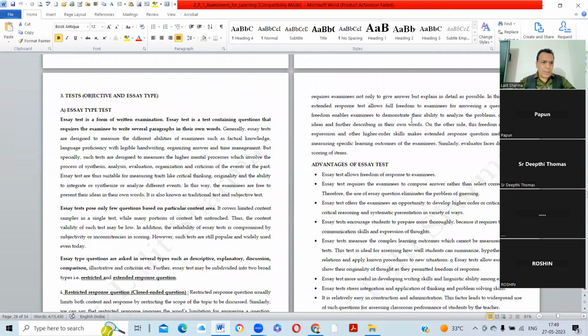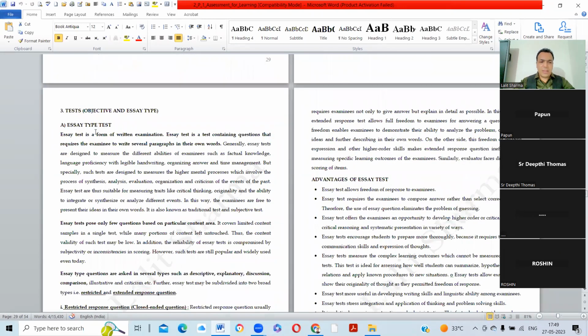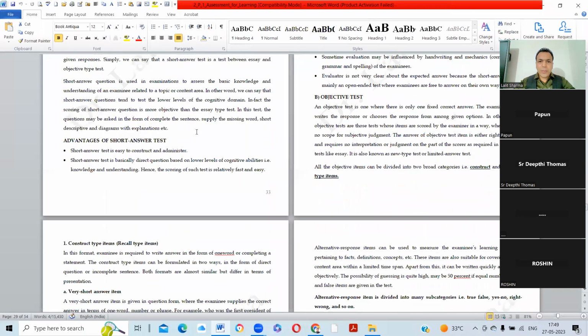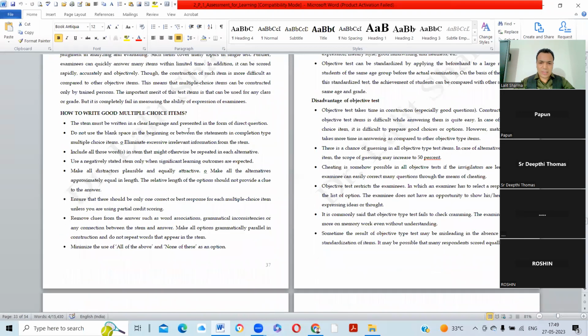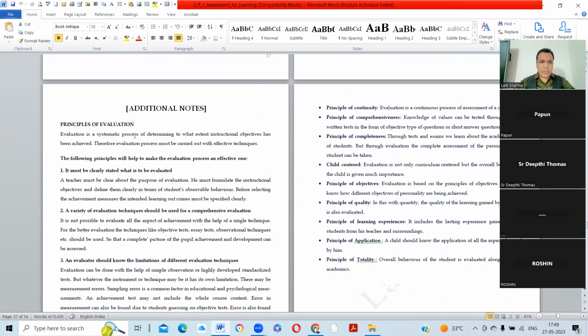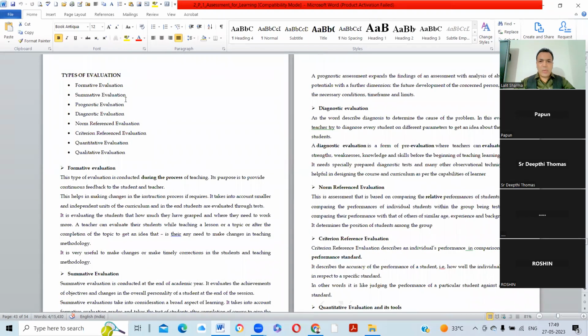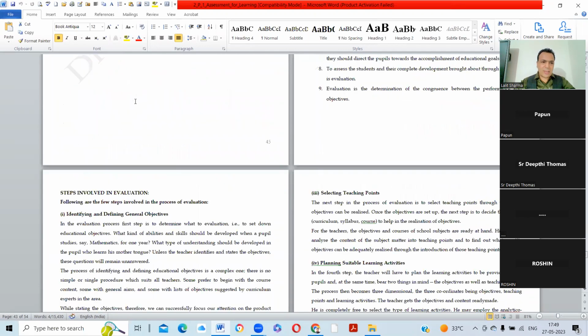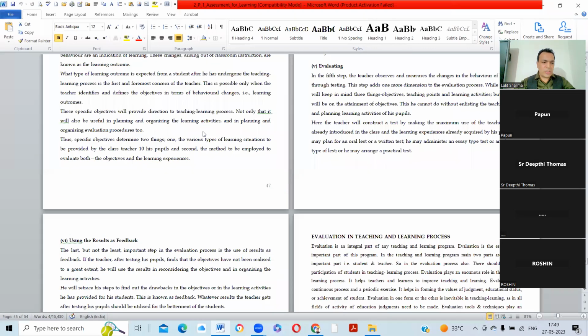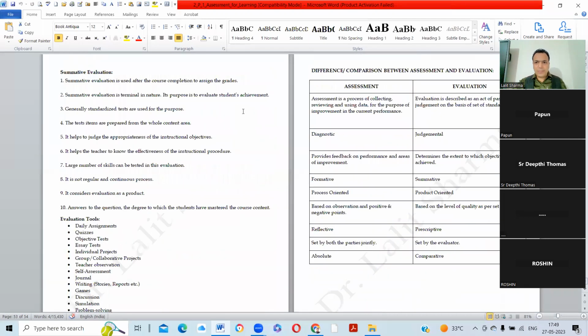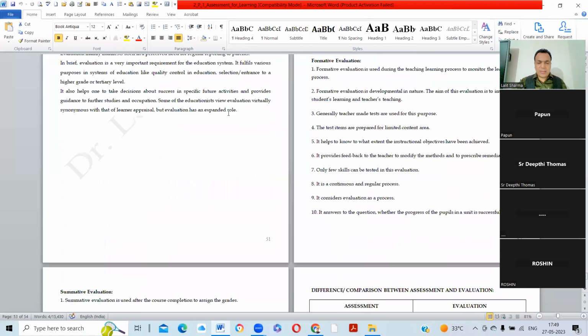Then okay, then हम test, ये सारे tools ही आएंगे, essay type test and objective type test. These are the tools of assessments. Okay, then some additional notes: principle of evaluation, functions of evaluations, tools of evaluations, characteristics of evaluation, steps involved in the evaluations. So these all things we will discuss. Then in the last, difference between formative and summative, and difference between these two things, right? So today this thing we will discuss.